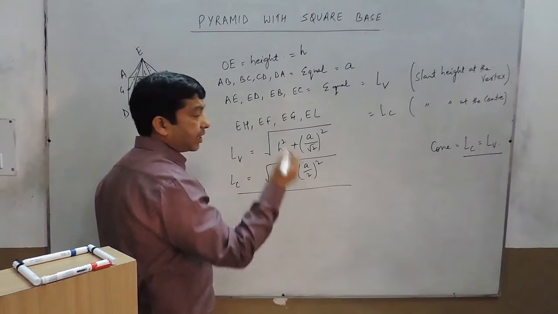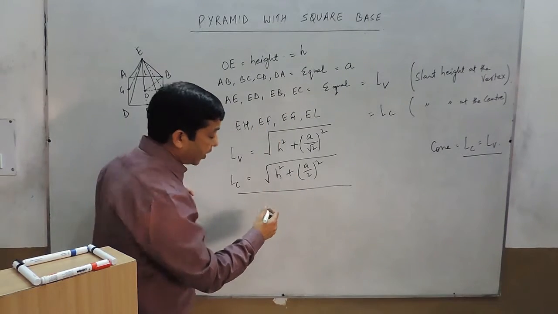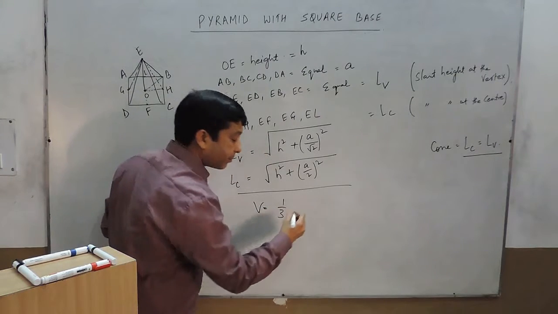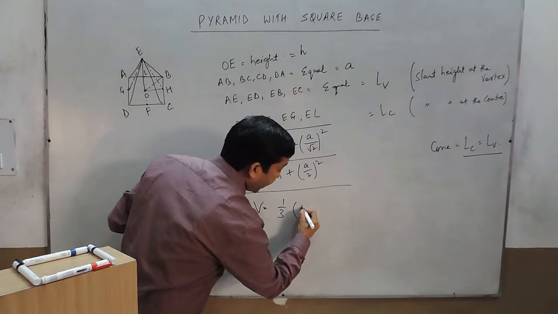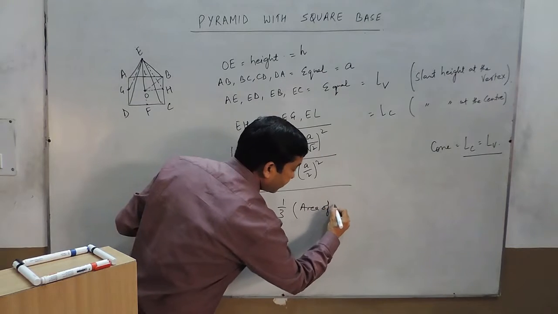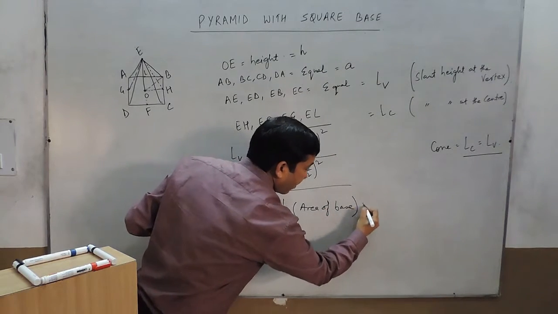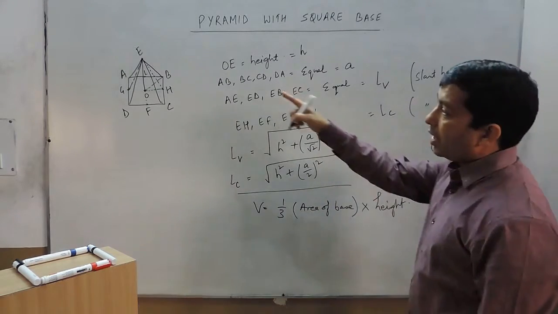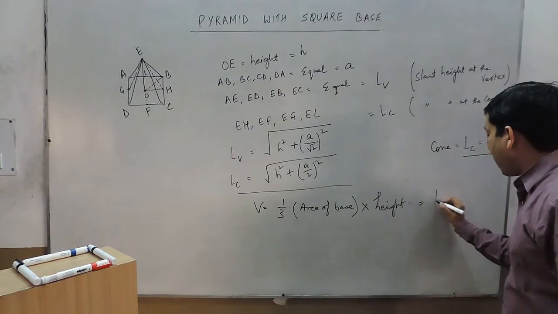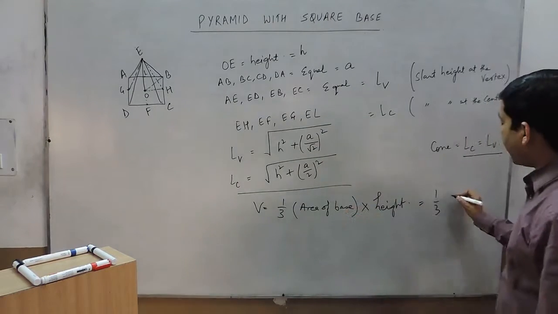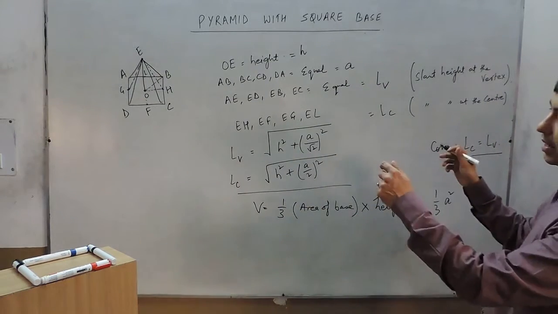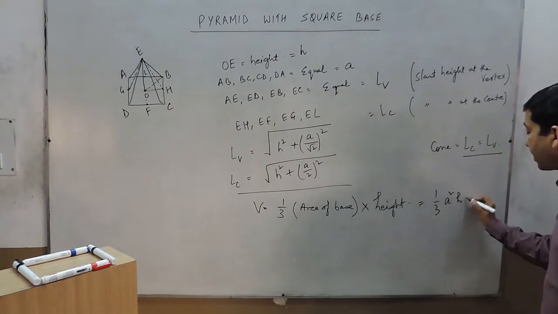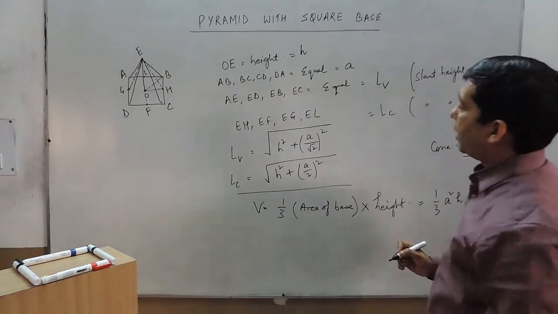Here, as we discussed in the last video, the volume of any pyramid is 1 upon 3 multiplied by the area of the base multiplied by the height. So in this case, it is equal to 1 upon 3. The area of the base will be a square, as the side is A, so A multiplied by A becomes A square, into H, the height of this pyramid.